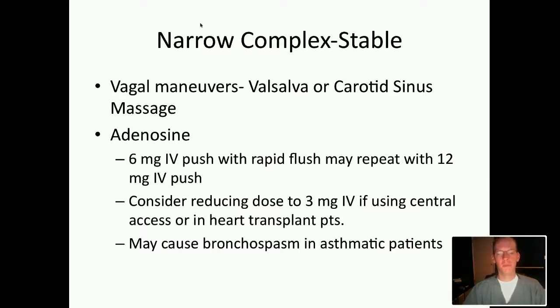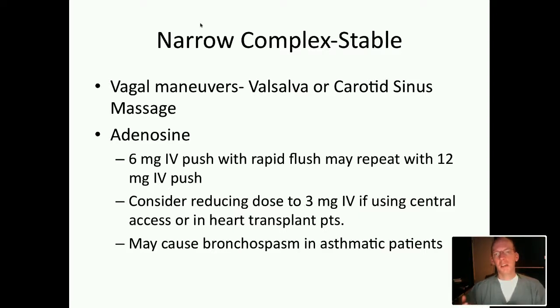and once again rapidly push that drug in. Consider reducing the dose to 3 milligrams if you're using central access, or if the patient is status post heart transplant. There have been some case reports of patients with prolonged asystole when you use the higher doses with central access or in a heart transplant, denervated heart. Adenosine can cause bronchospasm, so you have to decide the risk-benefit ratio in asthmatic patients.